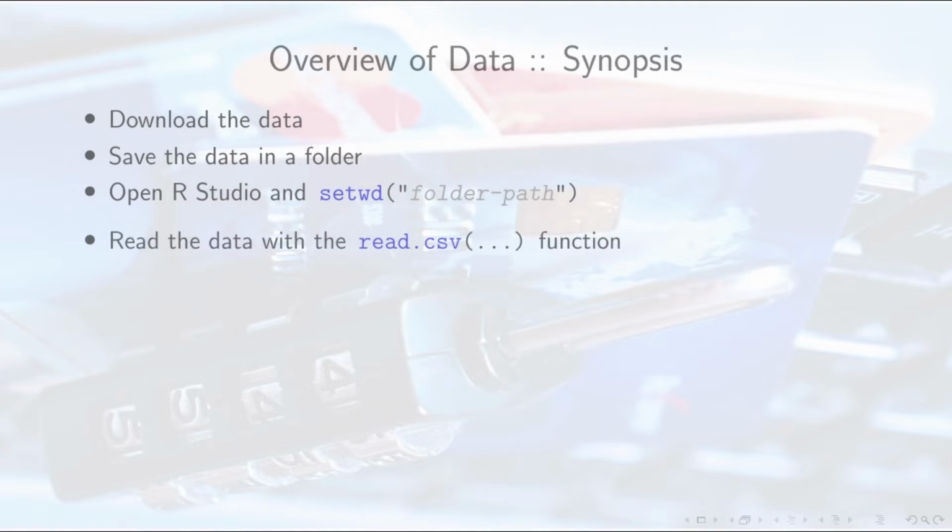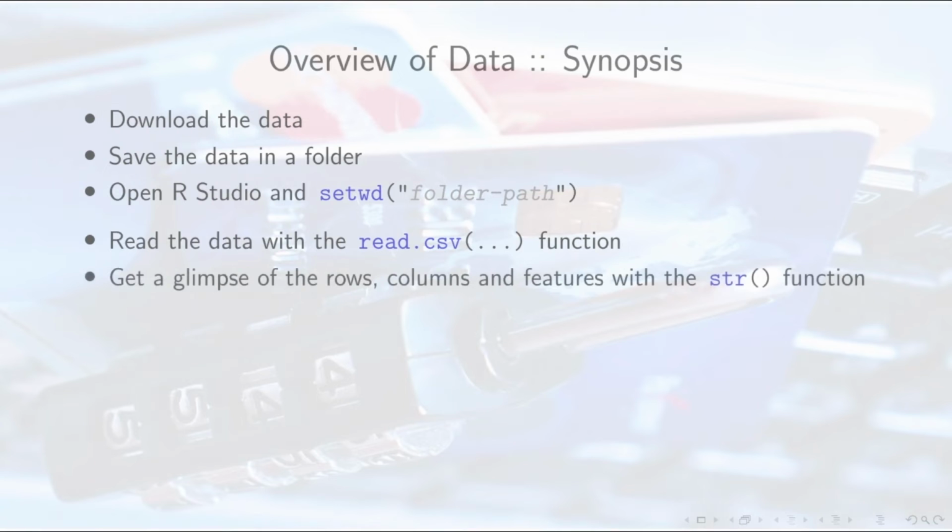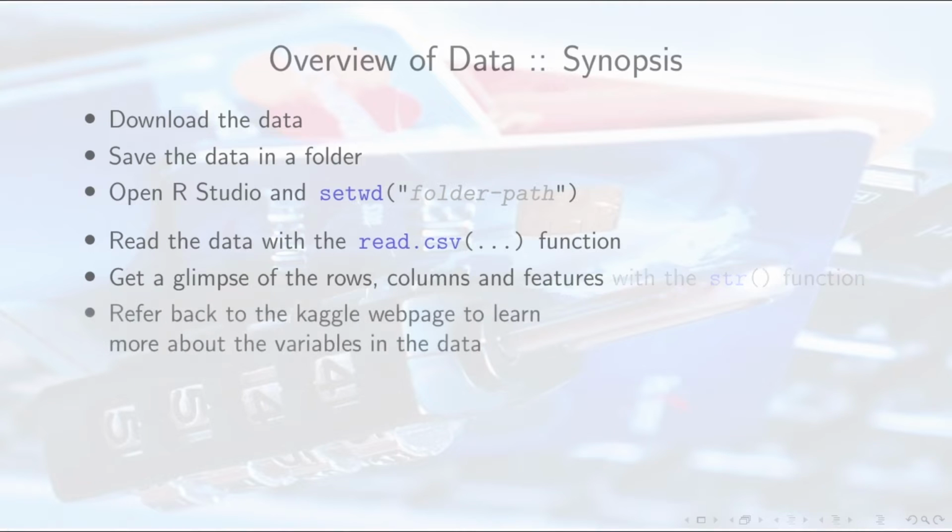Now we read the data with read.csv or any other function that you find suitable. We get a glimpse of the rows, the columns, and the features with the str function. But as I said, you can also use the summary or the head function for the same, but I found str to be more compact.